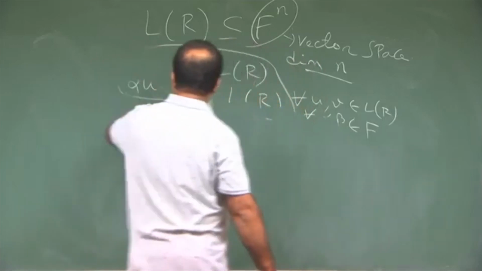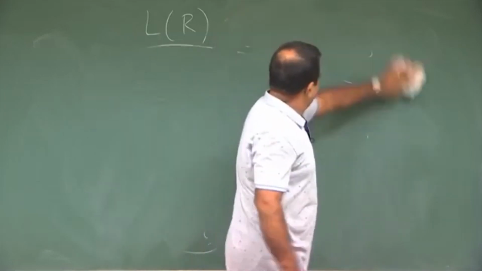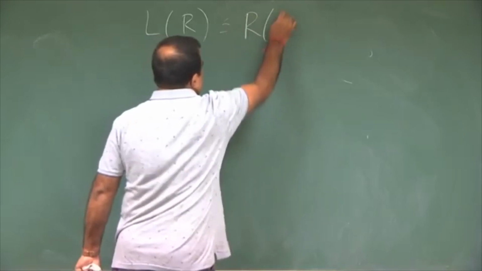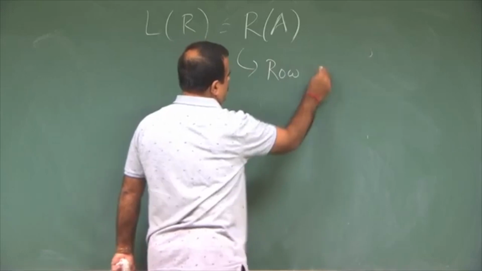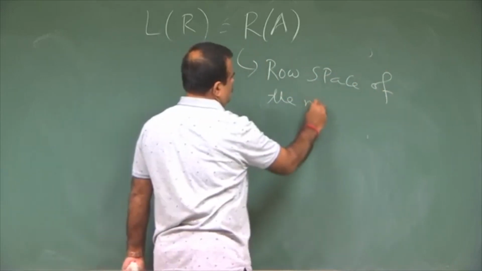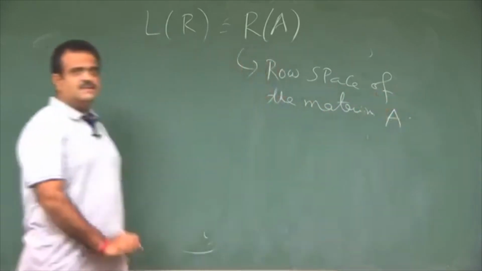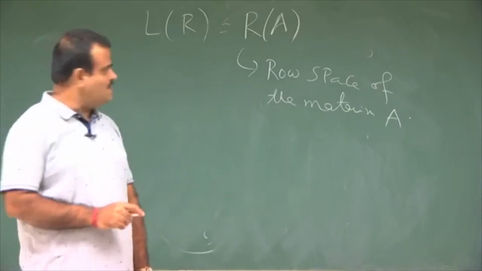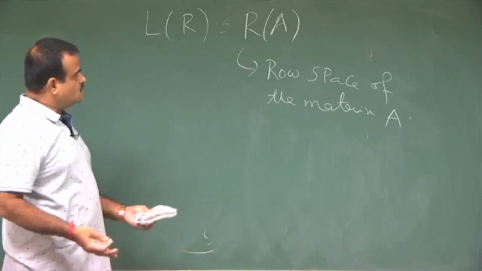So, this will again form a vector space, and this vector space is called the row space. This is R of A, the row space of the matrix A. And since it is a vector space, it has a dimension, and it is a subspace.